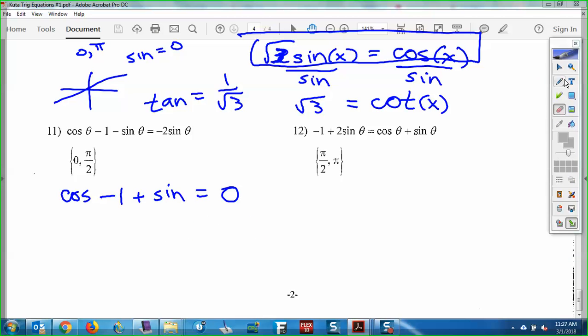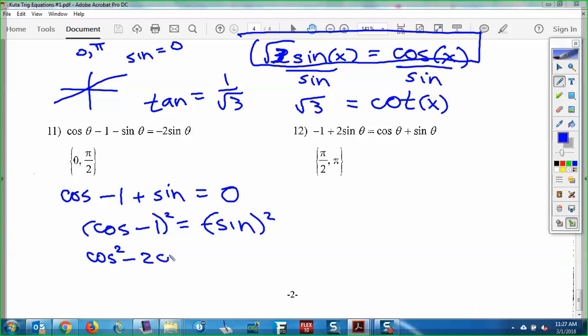Okay, and so that's what we have here. Let's go ahead, and it doesn't matter which one we move over. Let's just move the sine over. So now we're going to square both sides. Now remember, we said when you square both sides, you might get an extra solution. So here we're going to get cosine squared minus 2 cosine plus 1 equals, and then this is going to turn into sine squared right here.